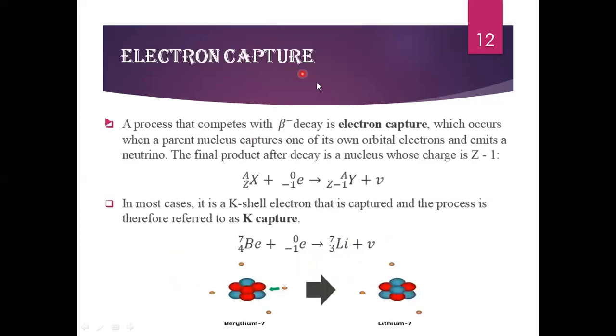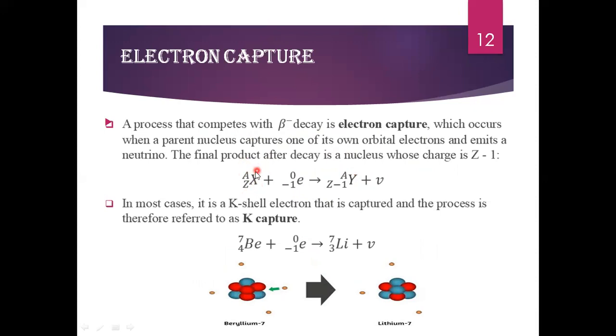So the next one is the electron capture, a process that competes with beta plus decay. Electron capture occurs when a parent nucleus captures one of its own orbital electrons and emits a neutrino. The final product after decay is a nucleus whose charge is decreased by 1.